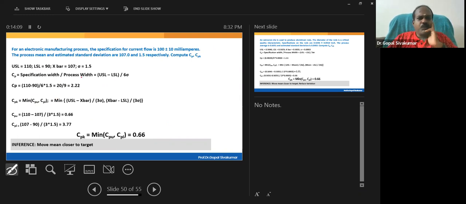See here, one more case. Now all of you can try. An electronic manufacturing process. Current flow specification is 100 plus or minus 10. Now tell me USL, LSL. Do you know the USL, LSL here?